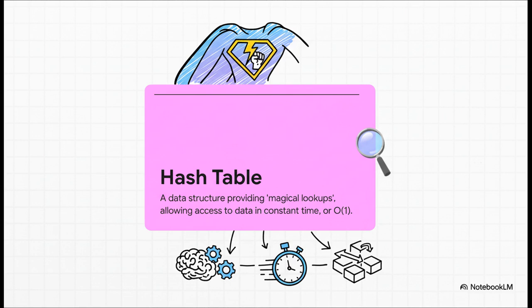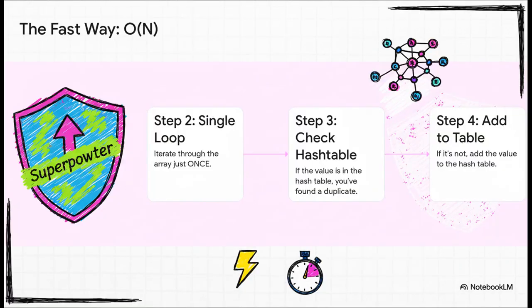Think of it like a perfect filing cabinet, where you can store and find any item in what's called O(1), or constant time. That means it takes just one step. One. No matter if you have 10 items or 10 million. It's incredible. So let's try this again with our new superpower.